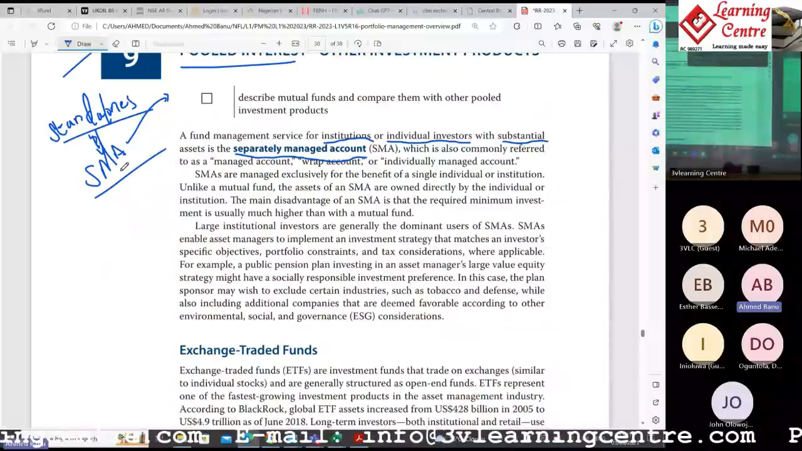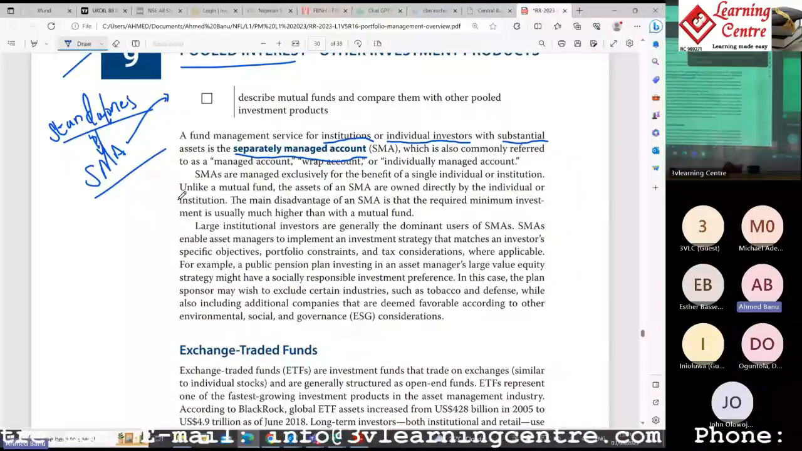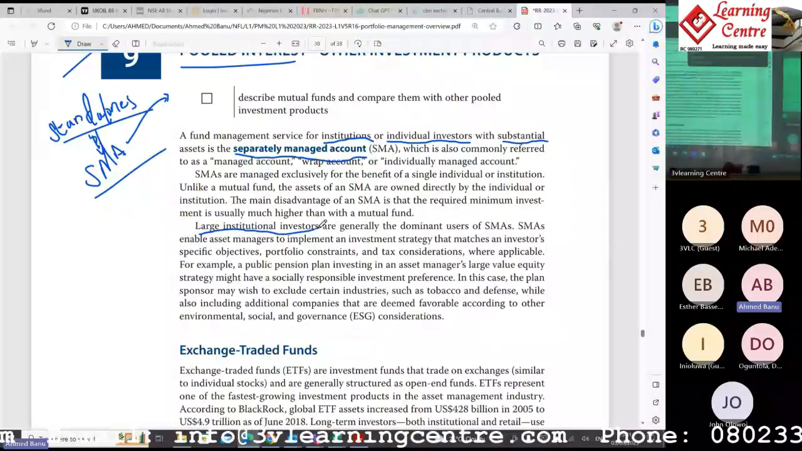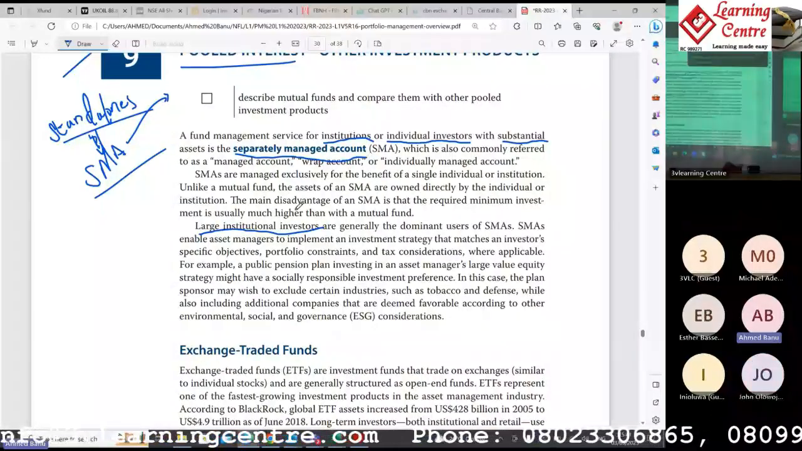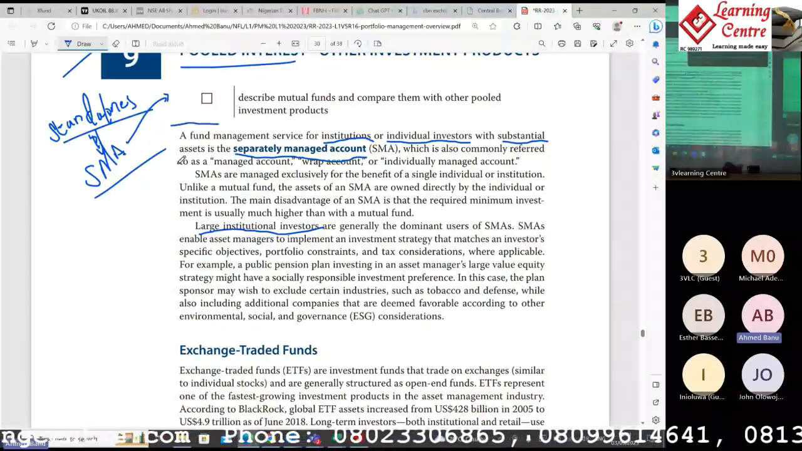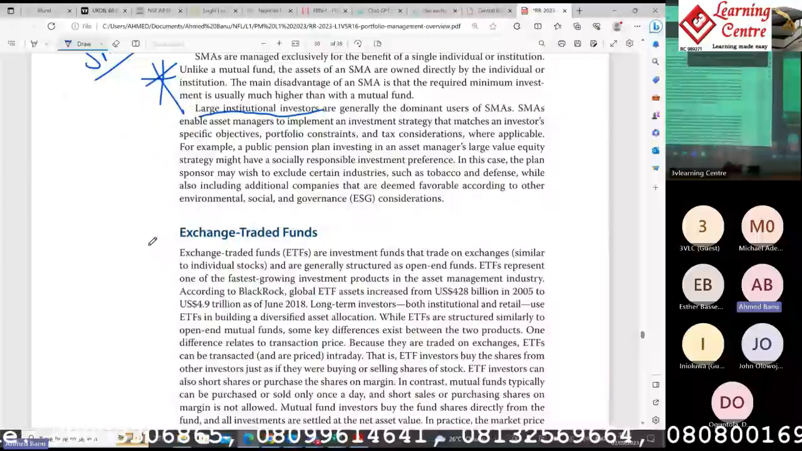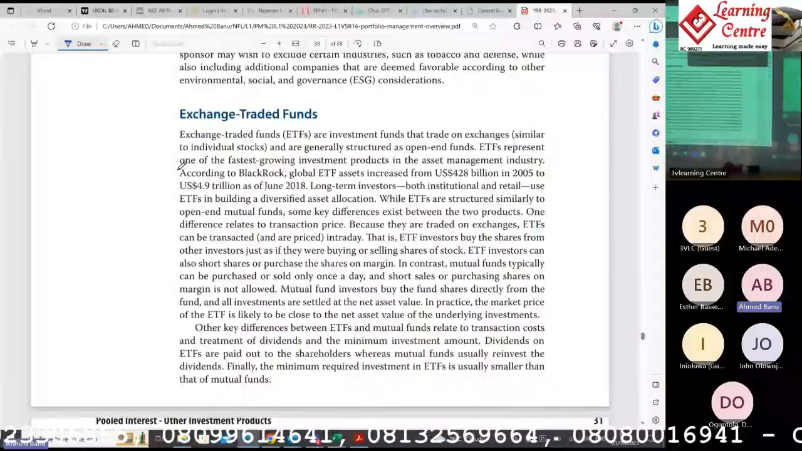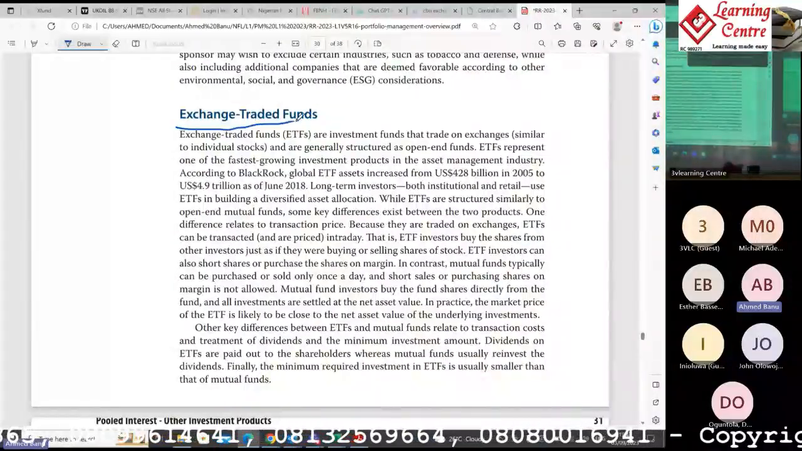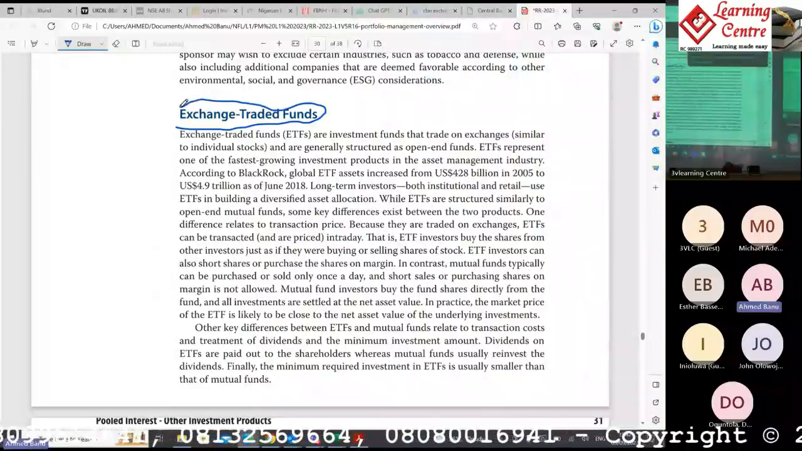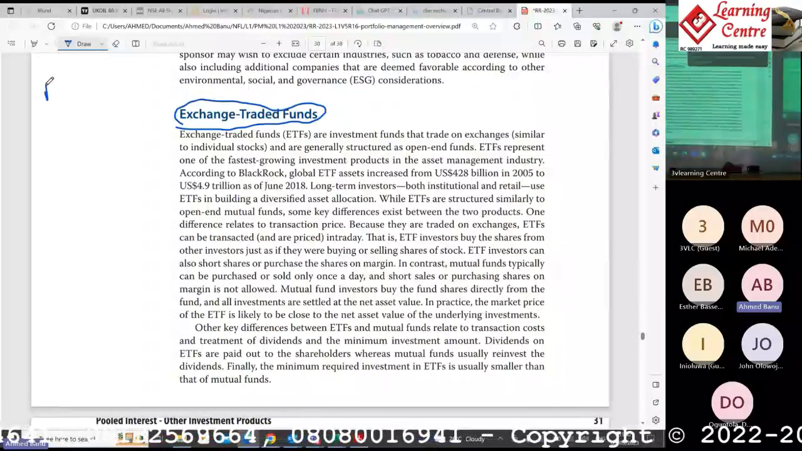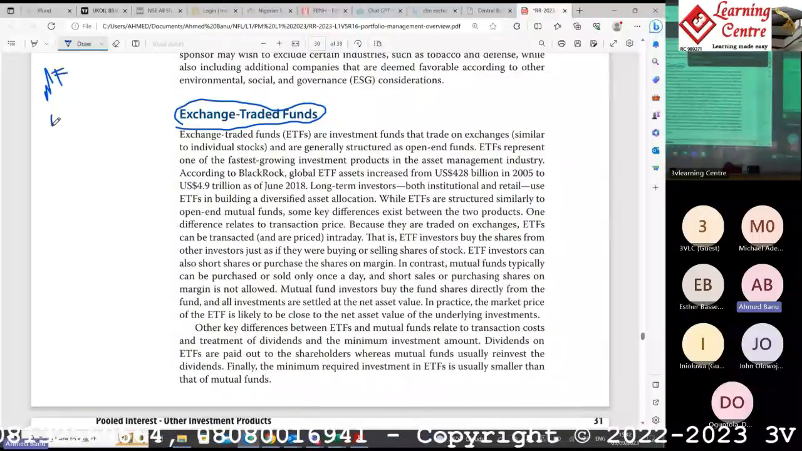So it's predominantly for large institutional investors or HNIs, people that can give you $100 million and all that. Now, I really don't know why the curriculum brings this into this conversation, but we have it there and it's good to have. But the most predominant pooled investment product, aside from mutual funds, are ETFs.